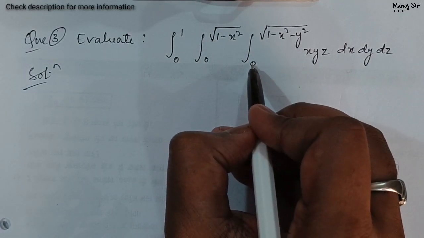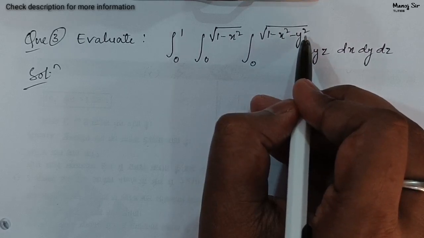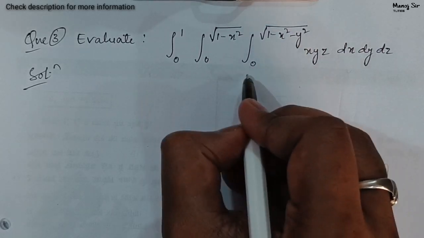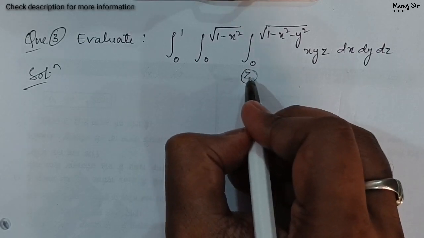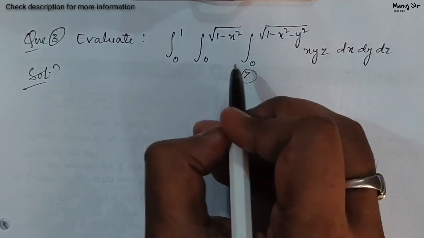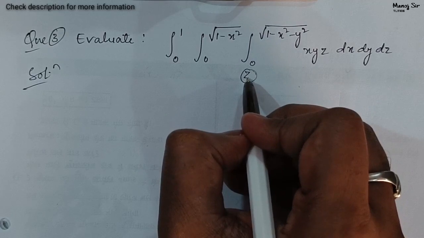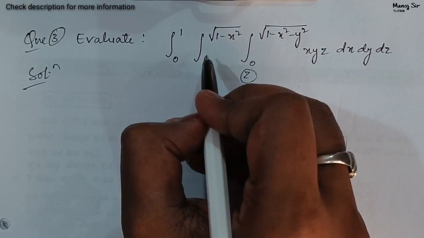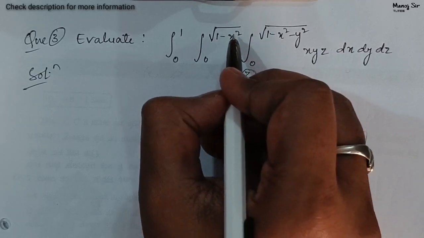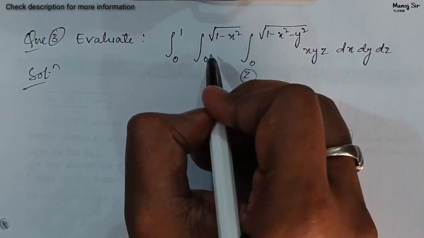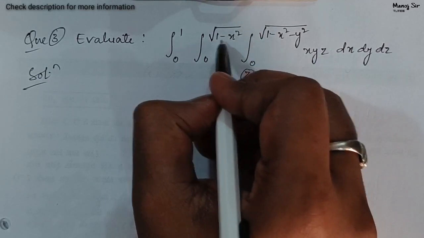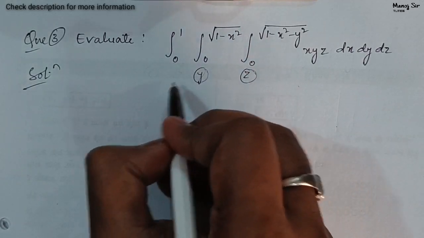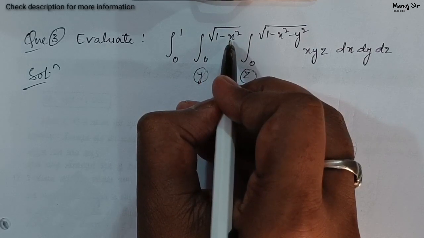Here we have the limit 0 to root over 1 minus x square minus y square. Since we have x and y here, we can say this is the limit of z, because z is a function of x and y. Now, if this is the limit of z, then the other two are the limits of x and y respectively. You can see we have x in the limit 0 to root over 1 minus x square, so this is the limit of y, because y is a function of x.